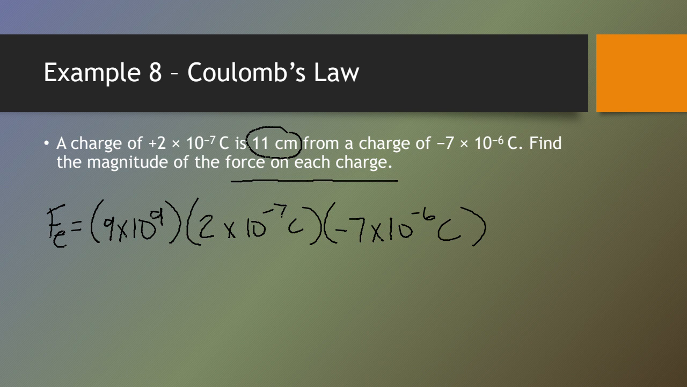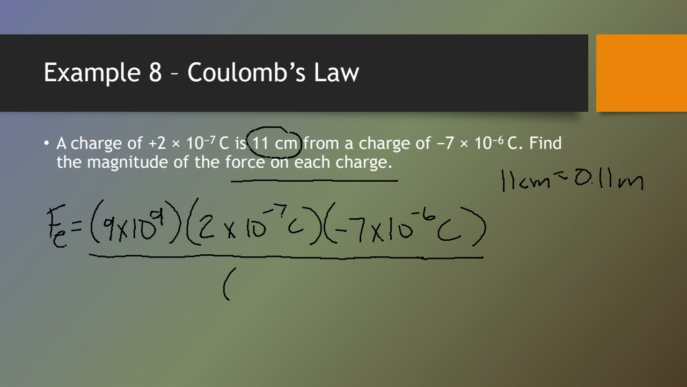Excuse me, I'll just change my notes here. 11 centimeters is equal to 0.11 meters. Remember, we want to keep things in meters and newtons and kilograms if we can. And so 0.11 meters, we're going to square that. Once again, the trouble here will generally come from your calculator, so just be careful how you do this.